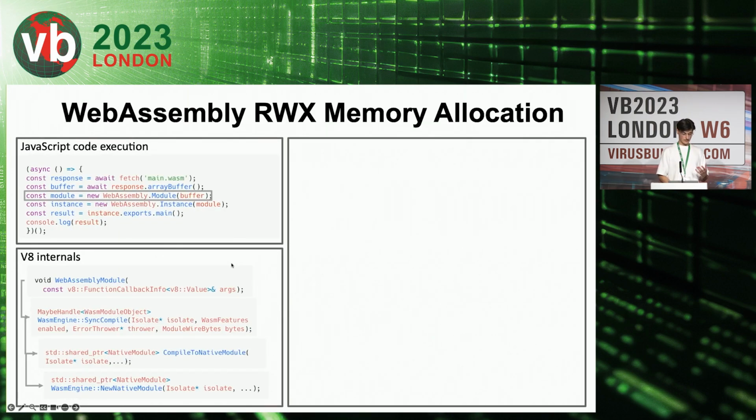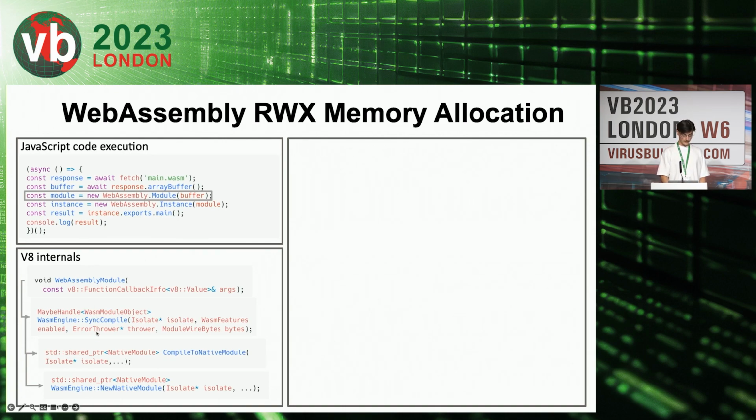Now, if we take a look from the JavaScript to the V8 internals to what is happening in memory. On the top left here, you will have the JavaScript code execution. On the bottom left, you will have the V8 internals code, and on the right, you will see the memory. So first of all, let's say we create a module, a WebAssembly module.